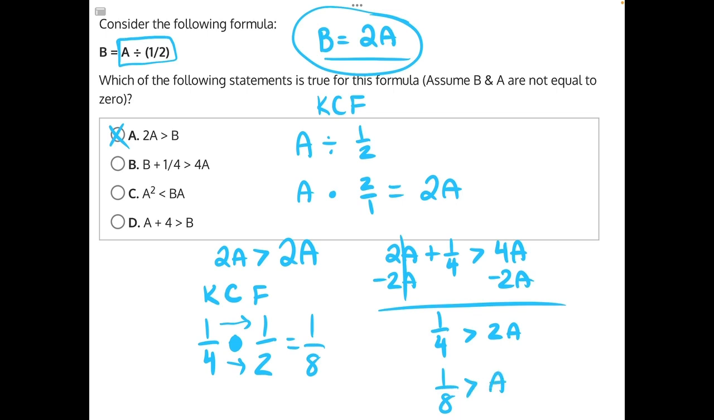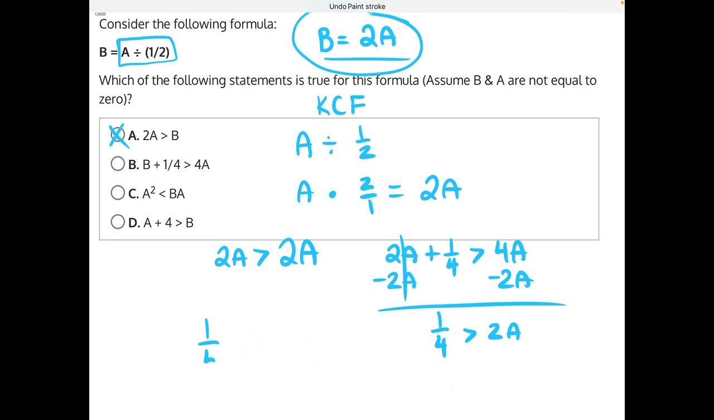This could be a true statement, but for the purposes of this problem, there's no way for us to know for sure if a is always less than 1/8. It could possibly be greater because we don't know the value of a. We're just looking for a true statement. So that means answer choice B is incorrect.